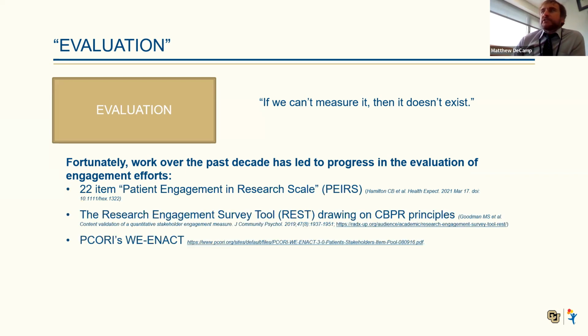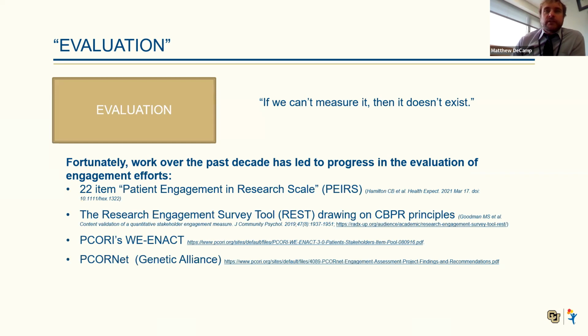And here on the slide, I just show three or four or five, you can click through a couple more, examples of ways to measure the effectiveness of engagement. There's the patient engagement in research scale with a citation. There's the research engagement survey tool that draws on community-based participatory research principles. There's PCORI's We Enact framework. There's the PCORNet framework that I know the Genetic Alliance is quite familiar with, and many others.